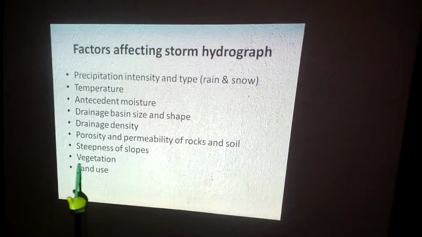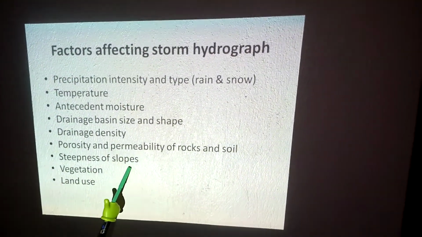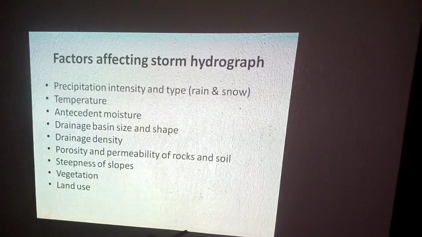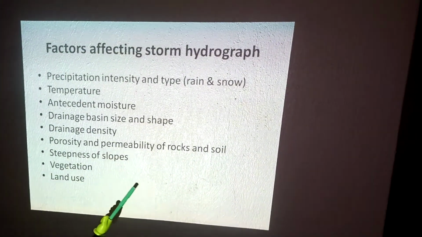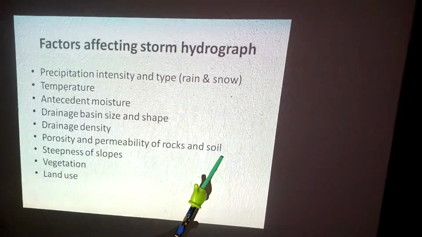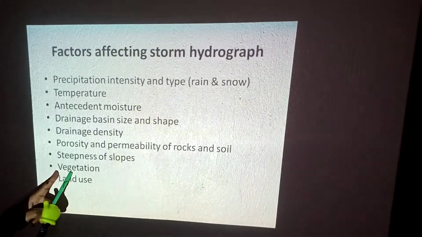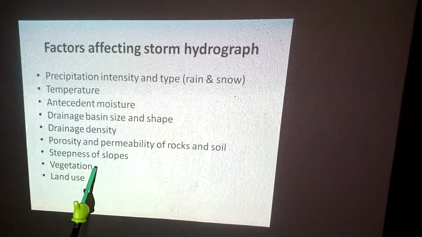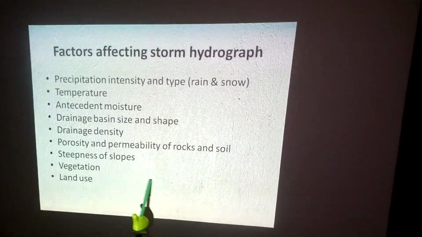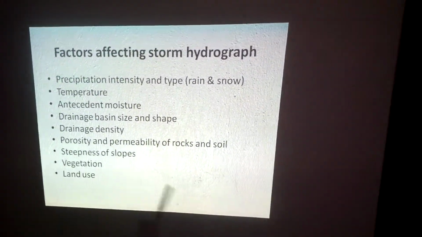Vegetation. The thicker the vegetation, the more is interception, and the more is infiltration. So this reduces surface runoff. If surface runoff is reduced, there will be longer time lag, gentle rising and falling limbs, and a lower peak discharge. While when the vegetation is limited, or it is bare land, there will be more surface runoff, and there will be short time lag, steep rising and falling limbs, and a high peak discharge.